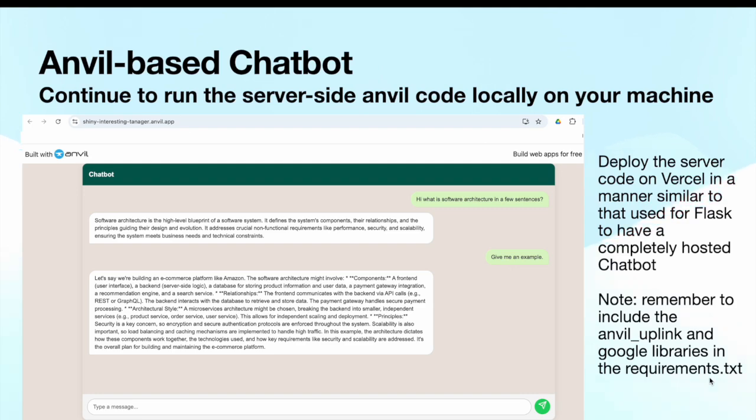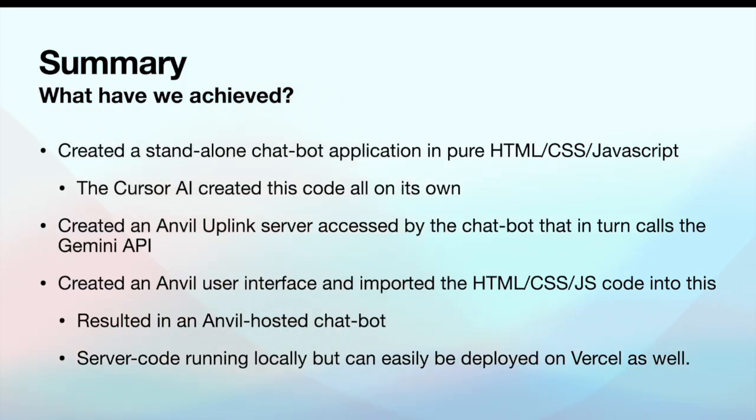Now, let's summarize what we have achieved in this incredible lesson. Firstly, we created a standalone chatbot application in pure HTML, CSS, and JavaScript. And notably, Cursor AI created this code entirely on its own. Secondly, we created an Anvil uplink server, which is accessed by the chatbot. And this server, in turn, calls the Gemini API.